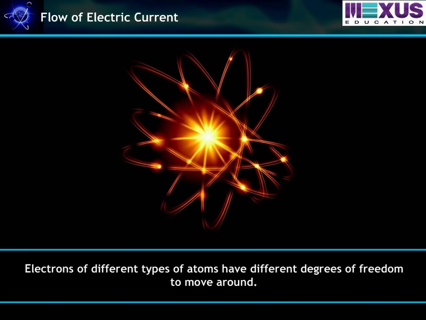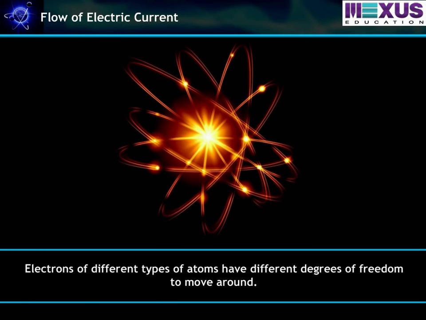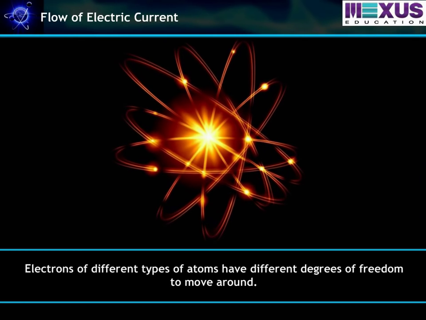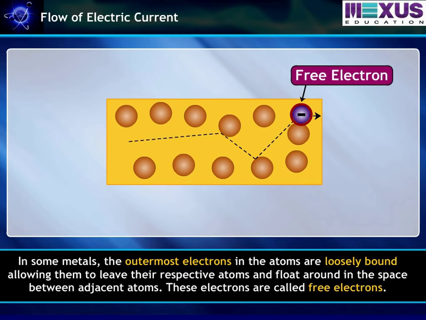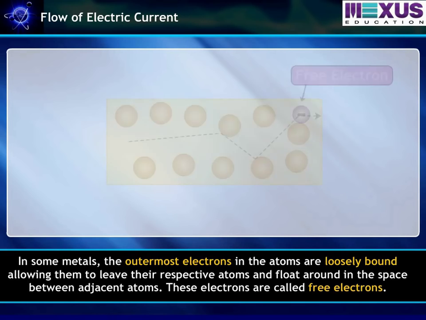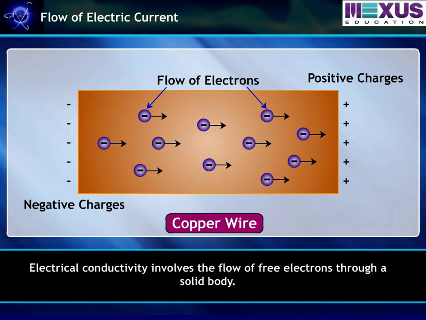Electrons of different types of atoms have different degrees of freedom to move around. In some metals, the outermost electrons in the atoms are loosely bound, allowing them to leave their respective atoms and float around in the space between adjacent atoms. These electrons are called free electrons. Electrical conductivity involves the flow of free electrons through a solid body.